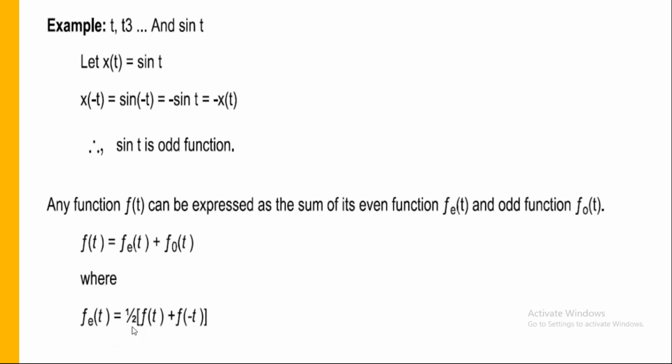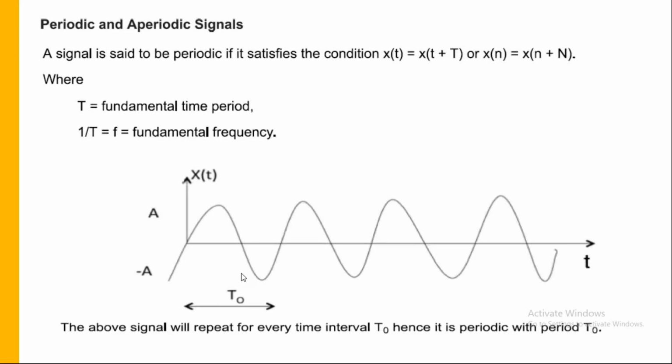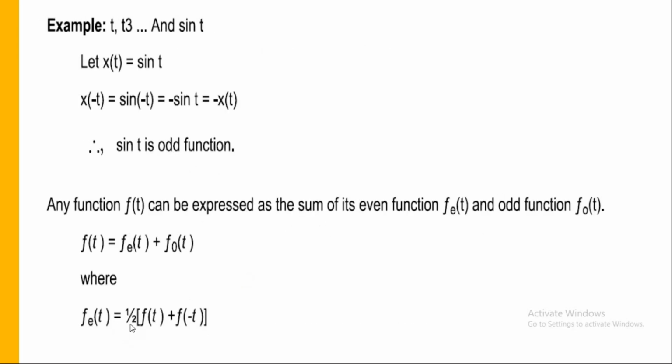fe of t is nothing but half into f of t plus f of minus t. Similarly, fo of t. Here fe of t represents the even function. So how are you going to get the even function? You take f of t and f of minus t, you average it, then you will get the even function. Then how will you get the odd function? To get the odd function, fo of t is nothing but half into f of t minus f of minus t. So try to understand the relation between the even function, odd function, and the actual function.